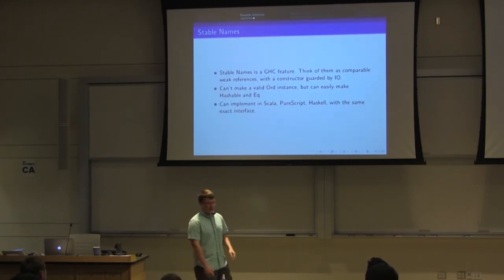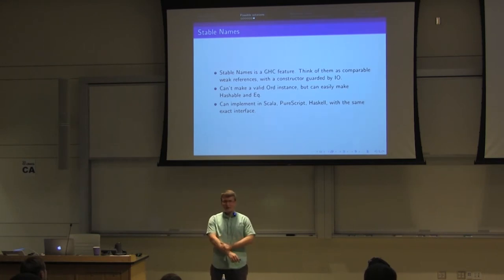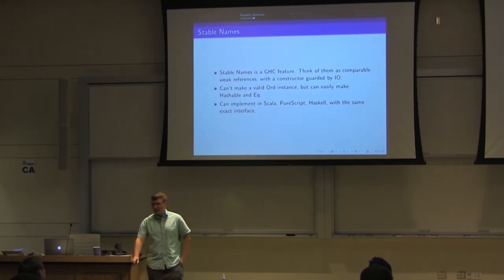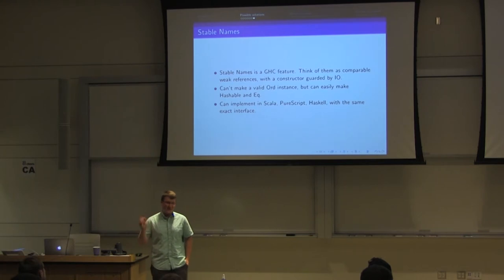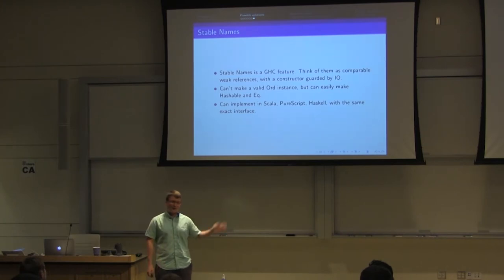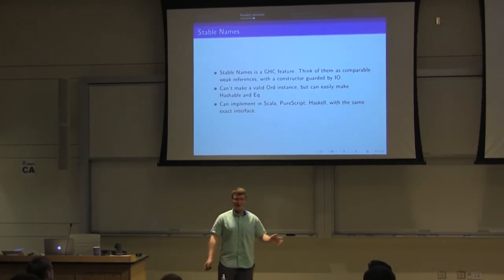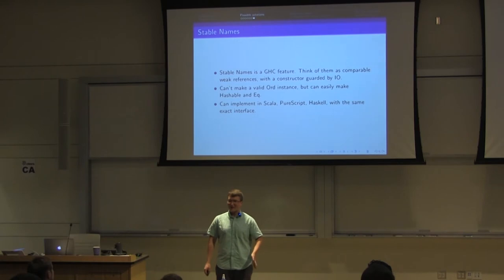Now, as I said, stable names are sort of GHC's feature. However, they can be implemented in every other language that I know of, as long as they have weak maps. And so later I will show you how to implement them in PureScript. And in Scala, you can just newtype a reference and use that, right? Because in Scala, you have referential comparison.